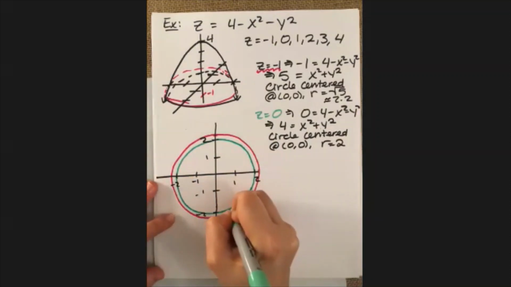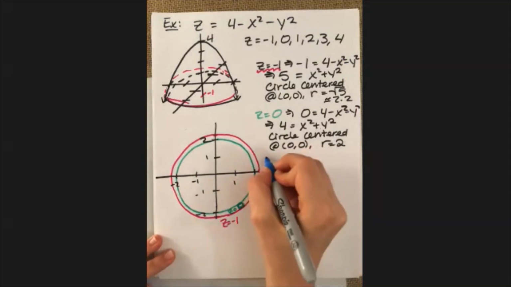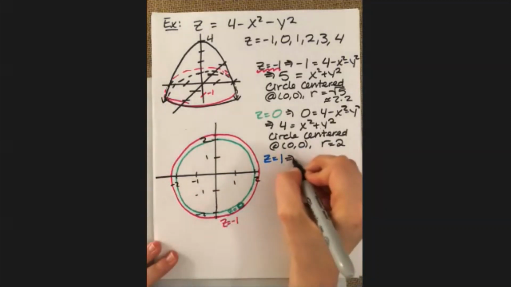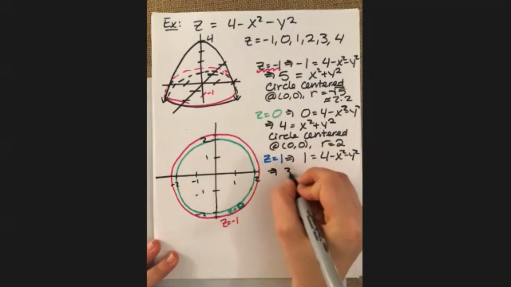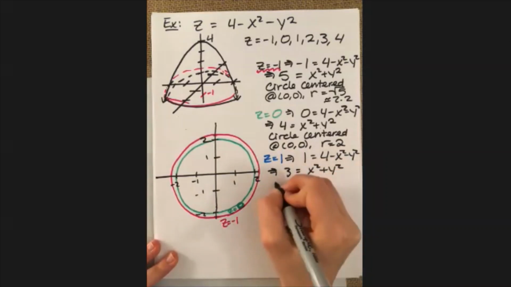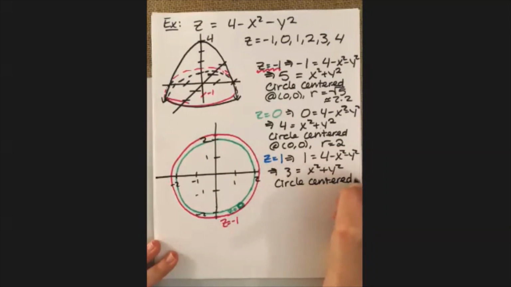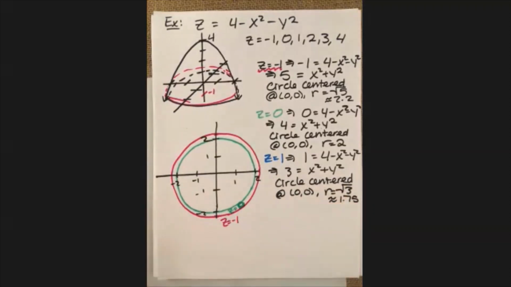So that's z equals 0, not 2. I wrote 2, z equals 0. So we can do this again for z equals 1. In this case, we just get 1 equals 4 minus x squared minus y squared. And then rearranging that, you get 3 equals x squared plus y squared. So you have a circle centered at 0, 0, and this time r is equal to root 3. And root 3 is more or less 1.75-ish.